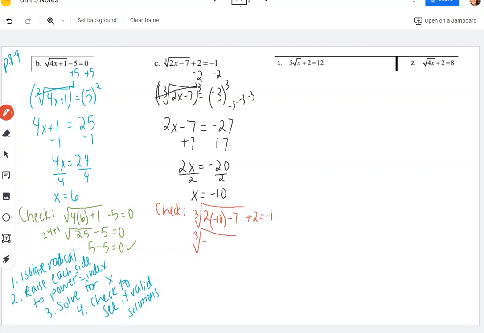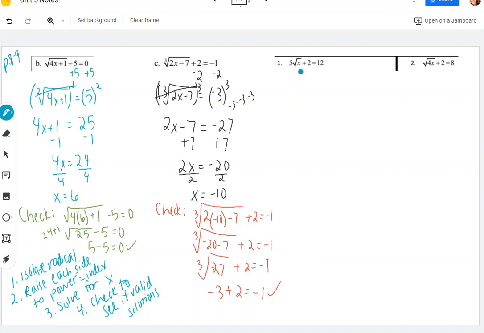So simplifying this, I get negative 20 minus 7 plus 2 is negative 1. The cube root of negative 27, which is negative 3, plus 2 equals negative 1. All good there.